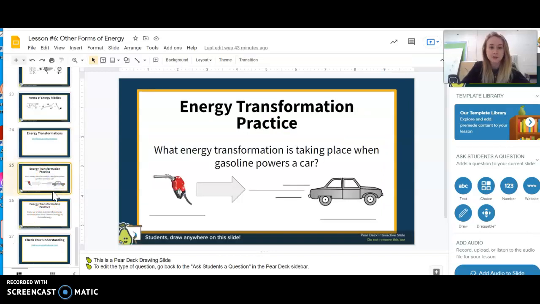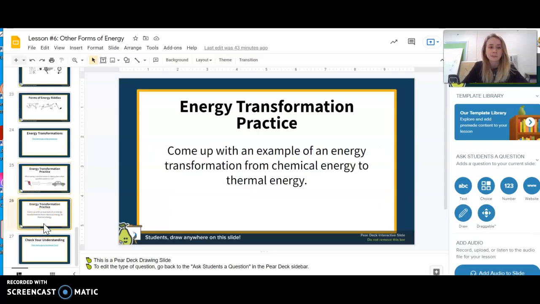All right, when you're done with that, here's some more practice, slide 25. What energy transformation is taking place when gasoline powers a car? If it's gasoline, it has chemical energy. There's energy stored in those chemical bonds. And when you burn it, you combust it, that transforms into thermal energy, which can be used to transform into kinetic energy because the car is moving.